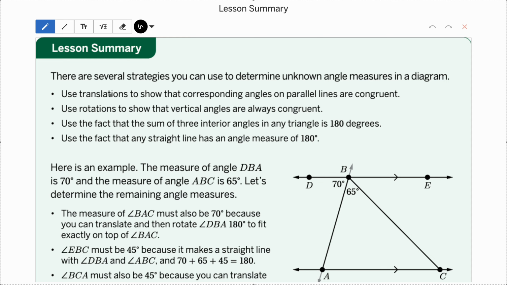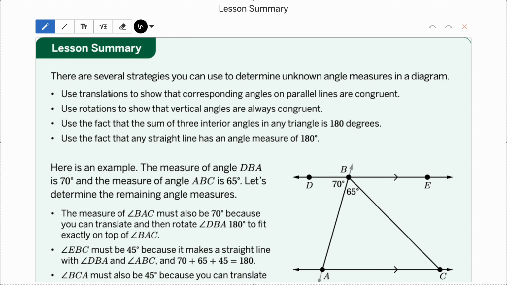We know that. If I wanted to translate or move this one down, I know that this line right here comes down and this angle would be the same. Okay, so I know that. All right, and let me erase. Okay, use rotations to show that vertical angles are always congruent.